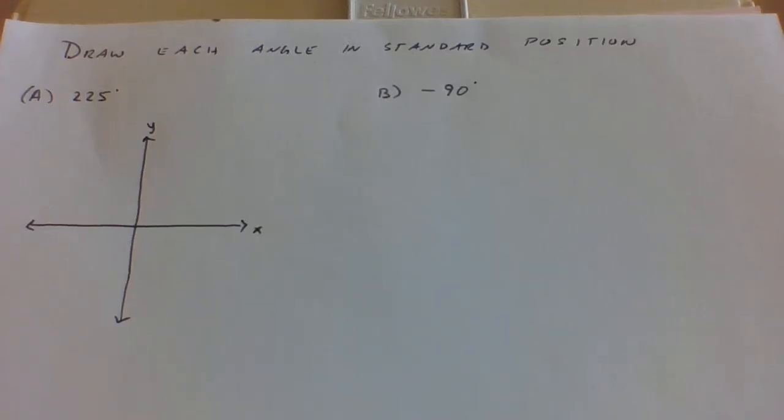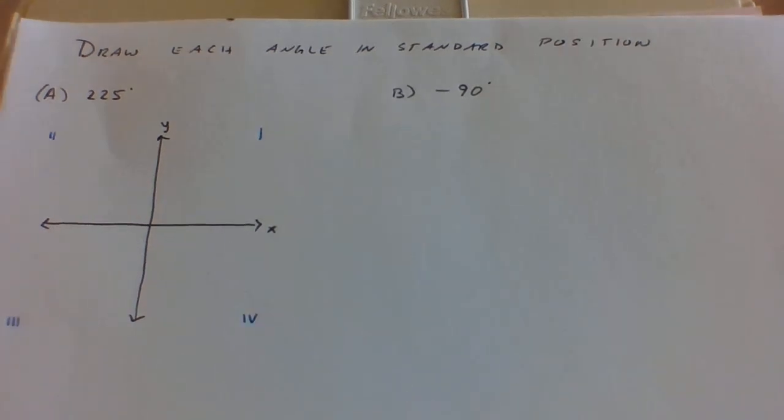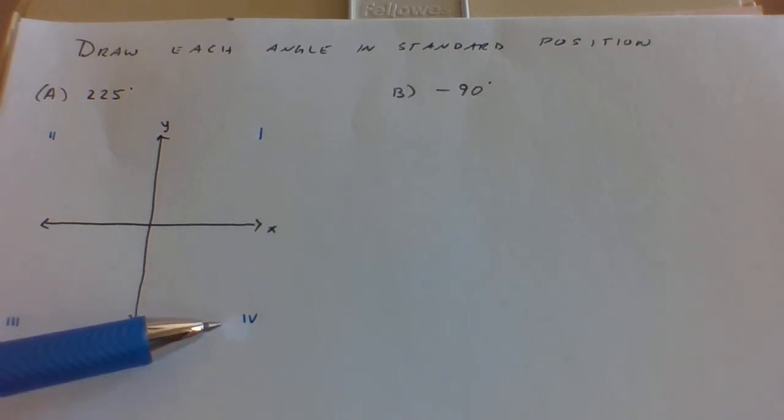Let's go ahead and take a look at a couple examples where we are drawing each angle in standard position. So for our first angle, angle A, we are going to draw a 225 degree angle. Now, I went ahead and labeled my quadrants so we can begin talking about these. Quadrant 1 is the top right quadrant. Quadrant 2 is the top left. Quadrant 3 is the bottom left. And quadrant 4 is your bottom right quadrant.